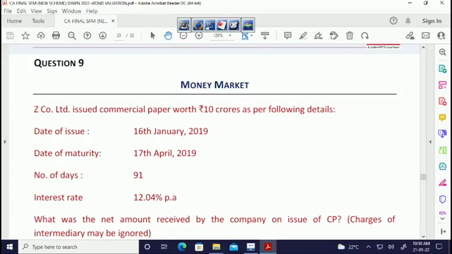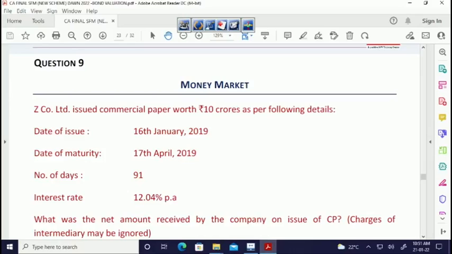Z company issued commercial paper worth 10 crores as per the following details. So the company is raising funds via commercial paper, 10 crores, face value. Date of the issue 16th Jan 19. Date of maturity 17th April 19. 16th Jan to 17th April, that is 91 days. Interest rate is 12.04%. So they've given us the interest rate. That means we have to find out the price via the second formula.